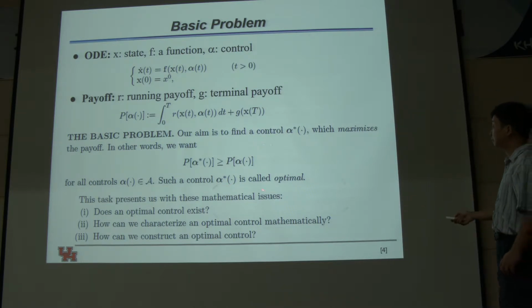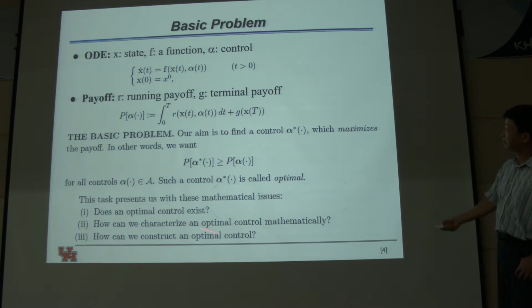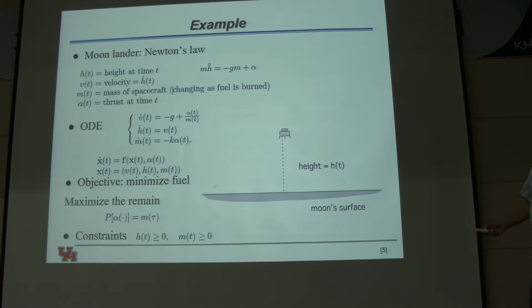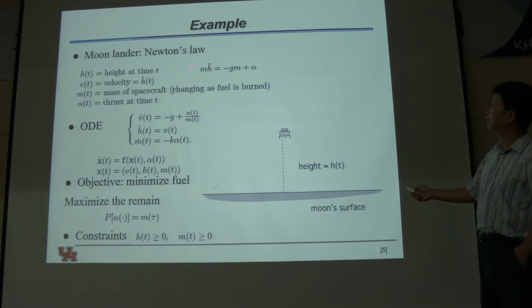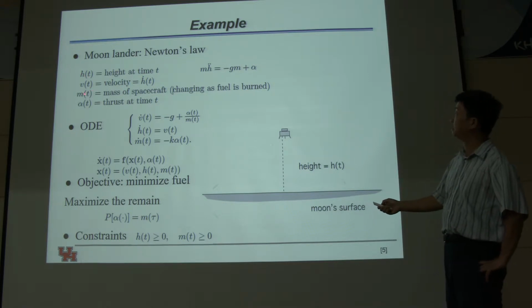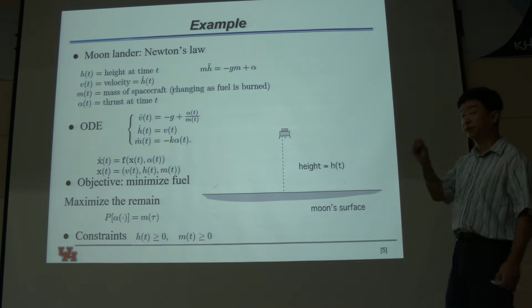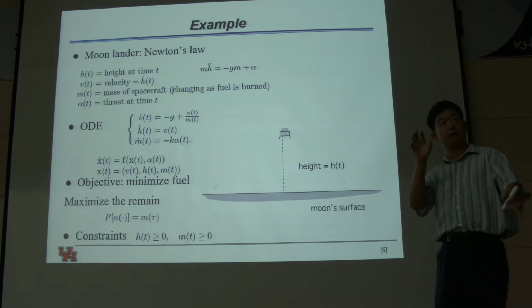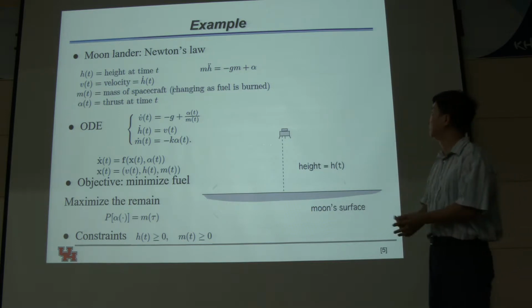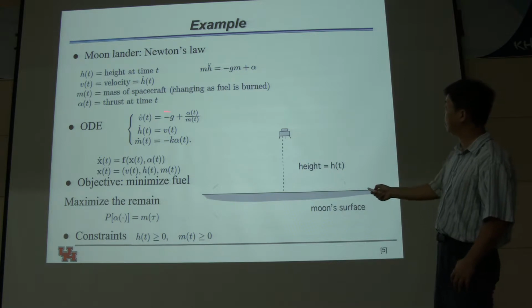So basically, this is the setup. Here is the example of the moon lander, where h is the height, v is the velocity, m is the mass, and alpha at time t is the thrust, basically how much the engine should fire. And here we use Newton's law, and then we have the ODE.